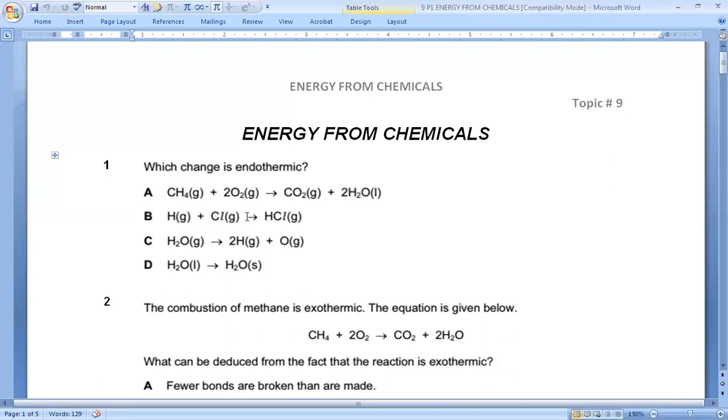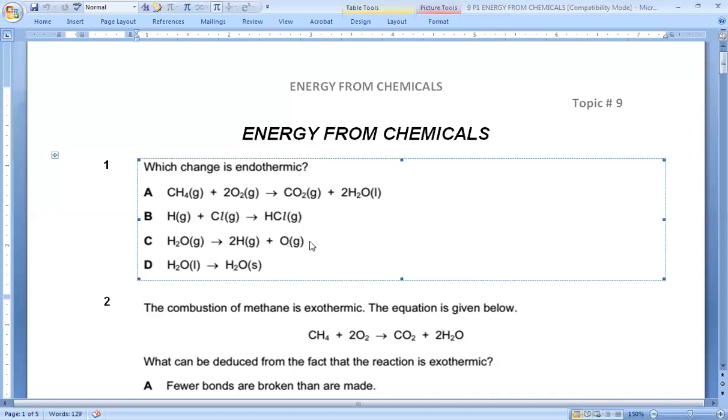Similarly, when hydrogen gas and chlorine gas combine together, they produce HCl. This is called an addition reaction, and all addition reactions are exothermic reactions. Water splitting from gas to gas, decomposition, is an endothermic reaction. Gas splitting, solid splitting. So option C is the correct answer for question number 1.